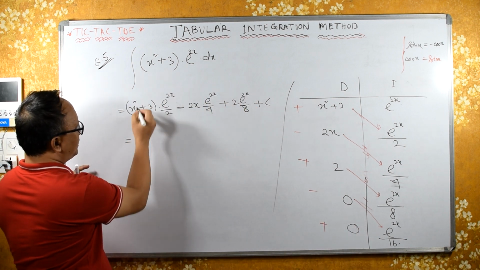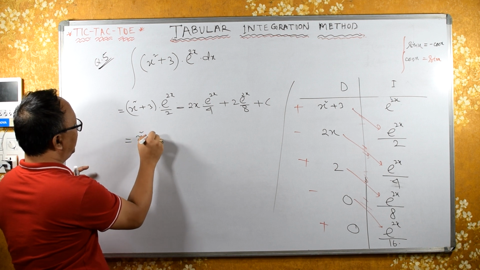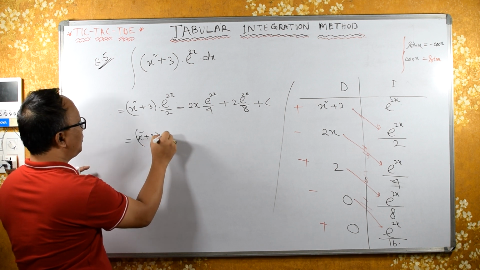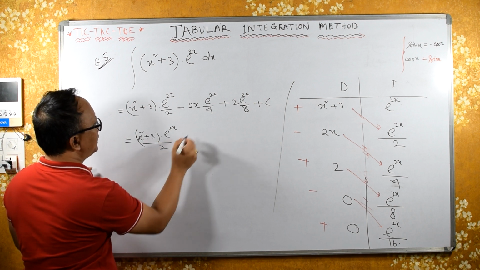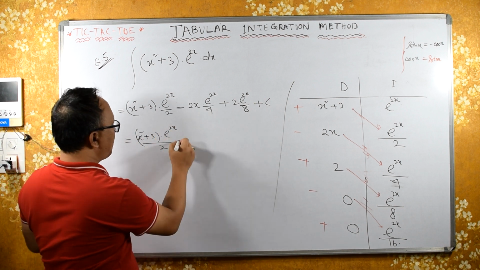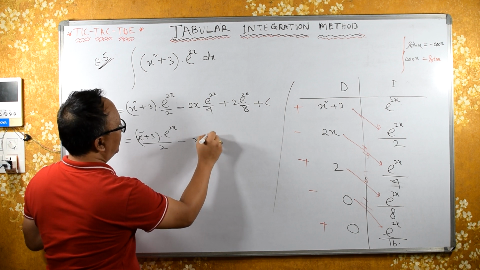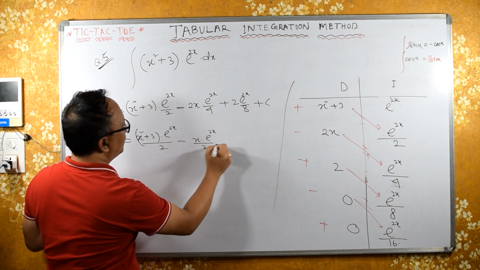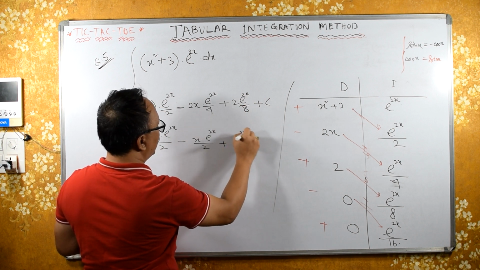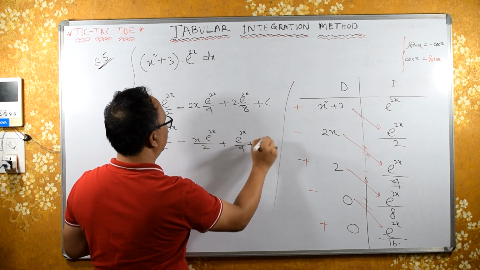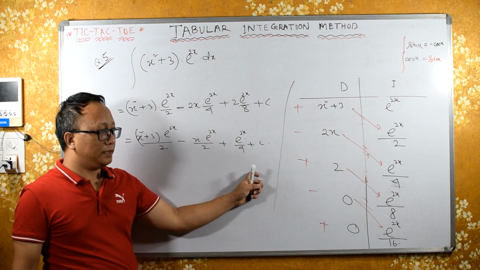If you want, you can simplify: x square plus 3 into e raised to 2x upon 2, you can cancel the 2 here, minus x into e raised to 2x upon 2, plus, cancelling here the 4, e raised to 2x upon 4, plus c. This is the required answer for this.